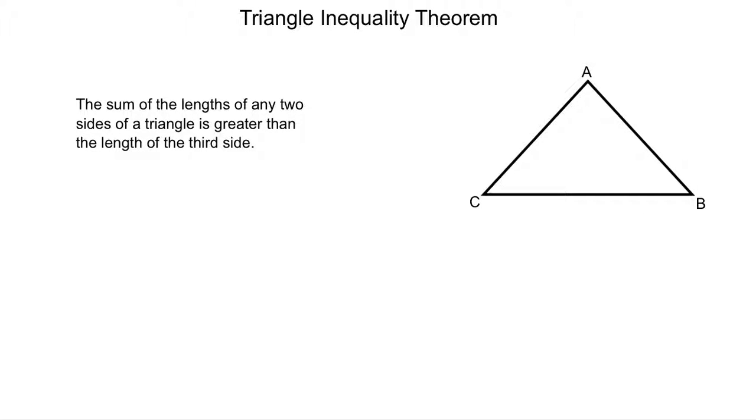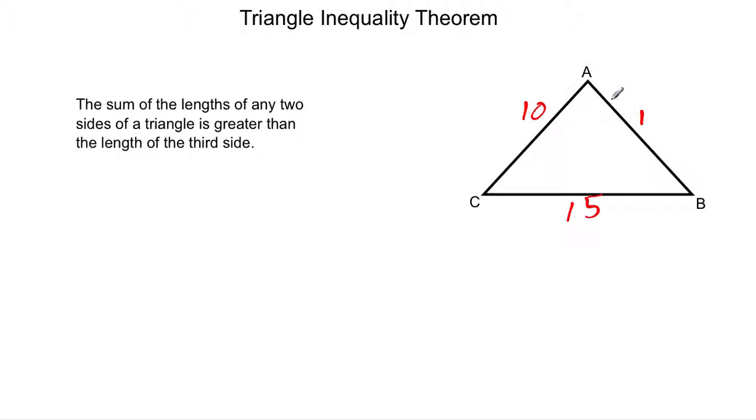Okay, next theorem we're looking at is the triangle inequality theorem. So this says that the sum of the lengths of any two sides of a triangle is greater than the length of the third side. If you think about why that is, let's say that this side is 10, this side is 15, and it doesn't look like it, but let's say that this is 1.